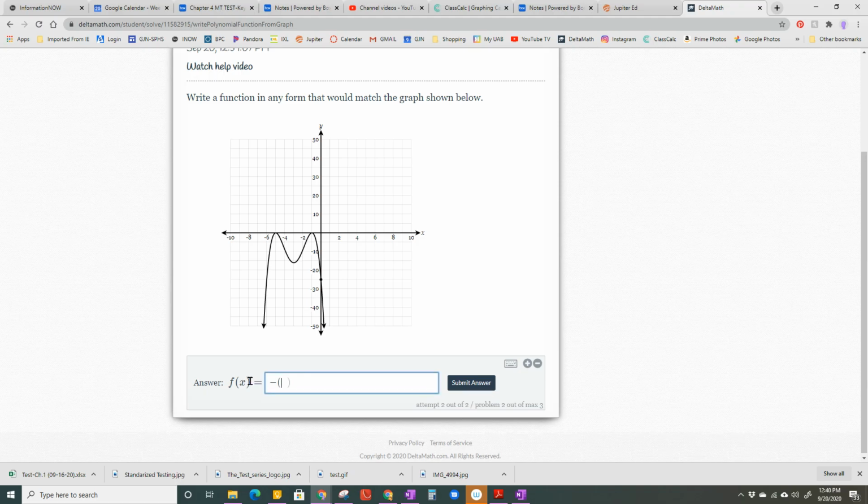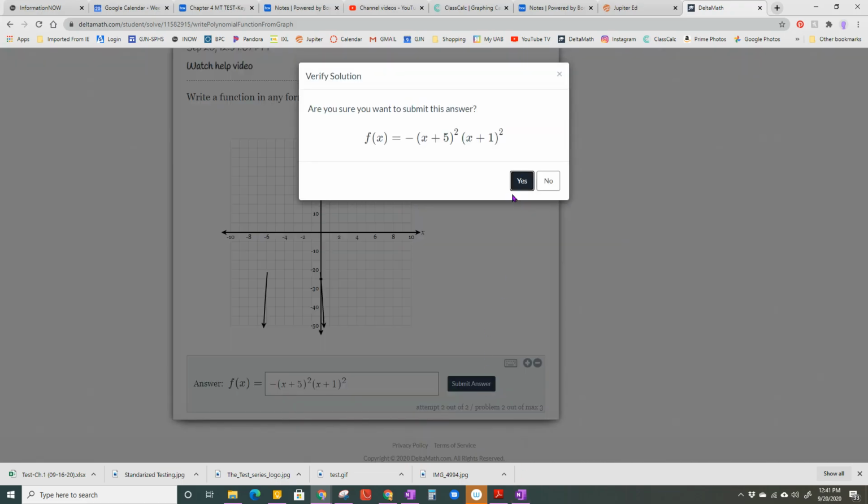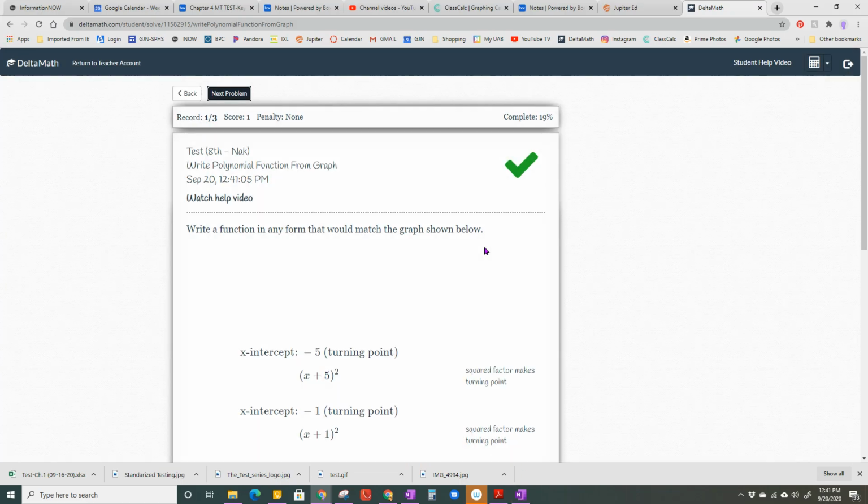So that was x plus 5. Oh, I didn't square it. Shift squared, come back down. X plus 1, shift squared. Oh, I didn't shift. Shift squared. Okay, so is that what I have? X plus 5, x plus 1, quantity squared. And we're good to go.